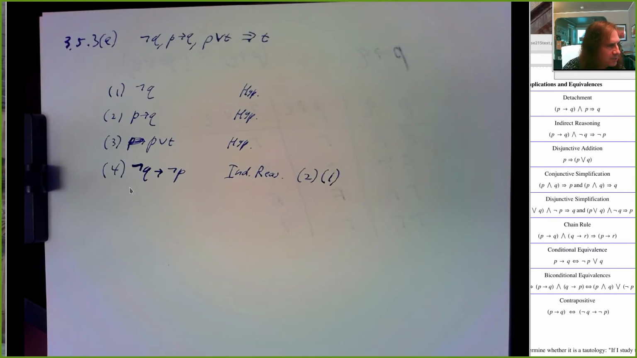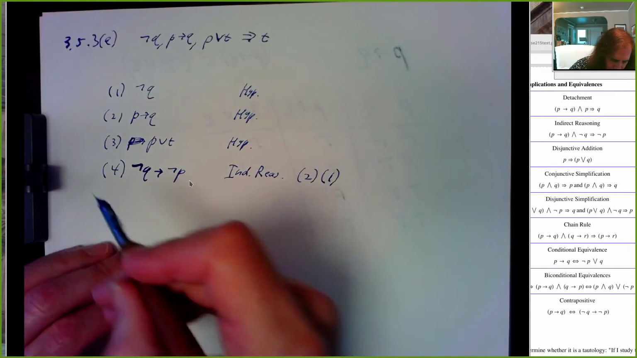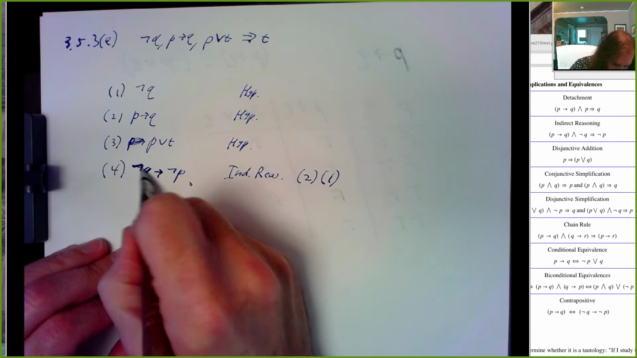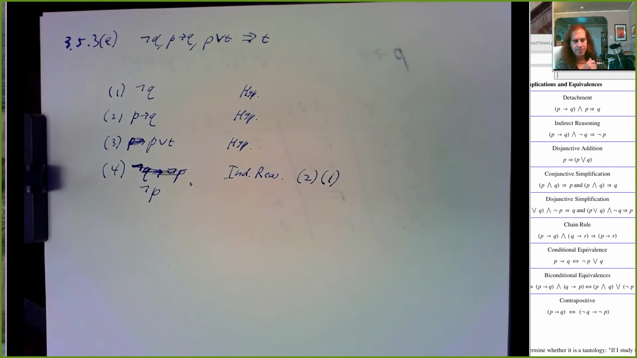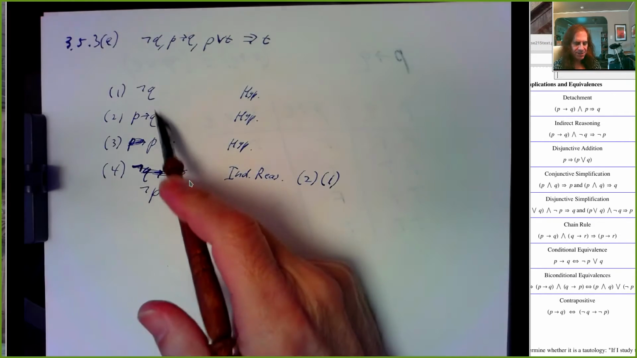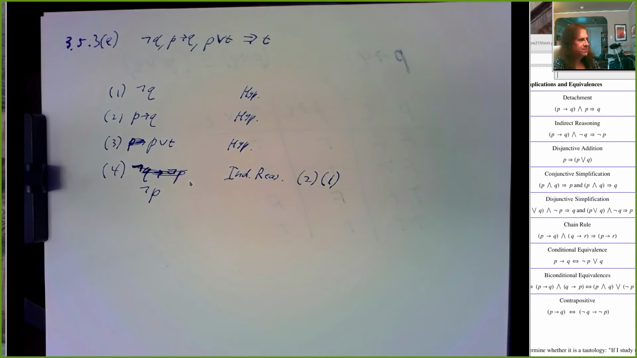So we've got a new statement here. If not Q, then not P. Sorry, this is just not P. Right? So P implies Q, Q is false, therefore P is false. So we've got a new proposition we've written down. We've said P is false.